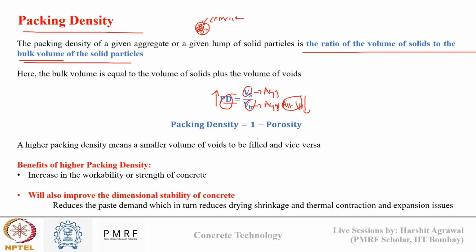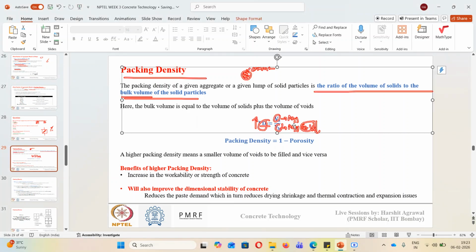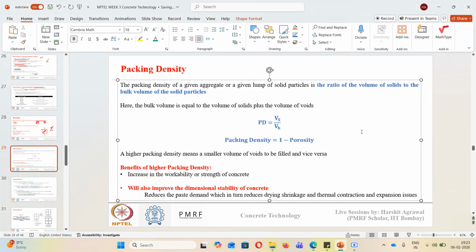If we try to relate packing density with porosity, how will it be related? It is nothing but Vs upon Vb. We can write this equation as Vs upon, what is bulk volume? We know it is the solid volume of aggregates plus the volume of air voids which are trapped between aggregates. That's why I've written it as Vs upon Vs plus Va.